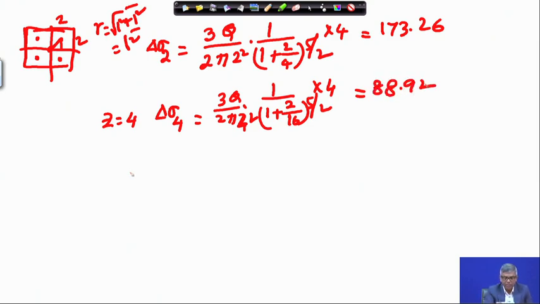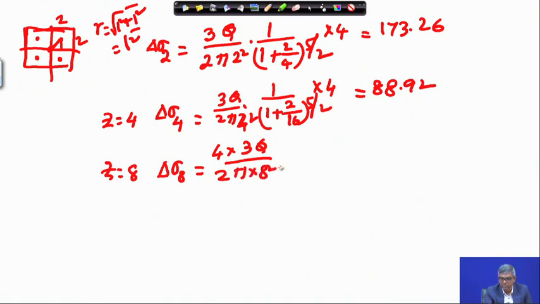And when it is z equal to 8, so delta sigma 8 will come. I can multiply at the beginning 3q by 2 pi multiplied by 8 square and 1 by (1 plus 2 by 64) to the power 5 by 2, and that gives you 27.63.